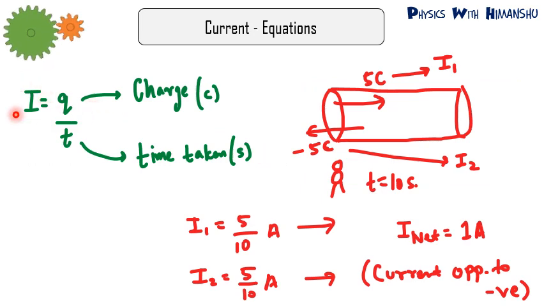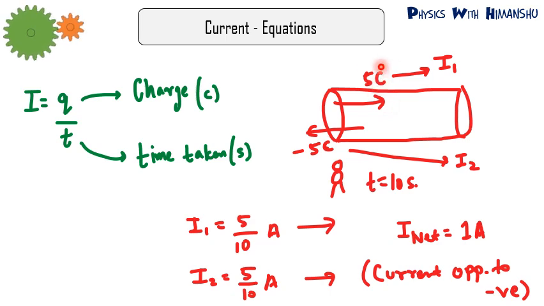Current is basically the rate of flow of charge. So I is Q divided by T. Q is charge, T is time taken. So suppose a person is standing at this end of a wire and 5 coulomb flows from left to right in 10 seconds and another minus 5 coulomb flows from right to left in the same 10 seconds. So I have to find out the total value of current.